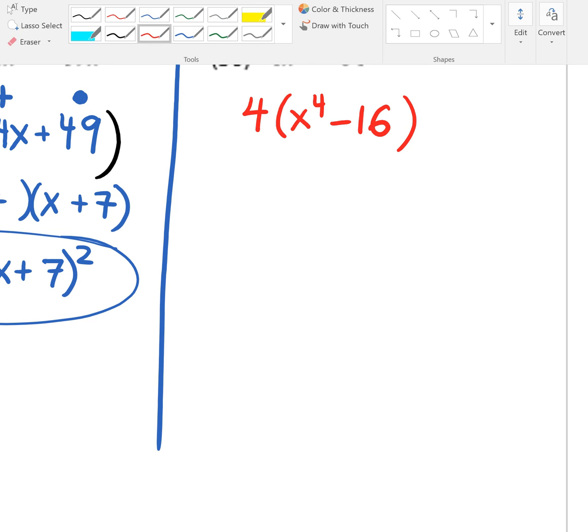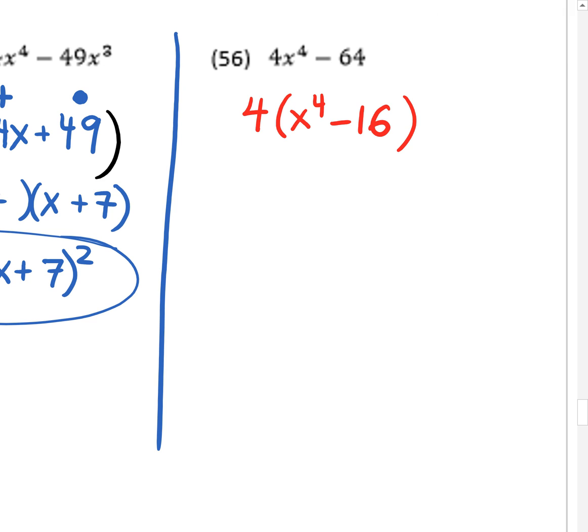And now when I look in what's in parentheses, there's two terms, and it looks like a difference of squares to me. X to the fourth is something squared, and so is 16. It's not a difference of cubes, because this is not something cubed, and 16 is not a number cubed, so that's it.